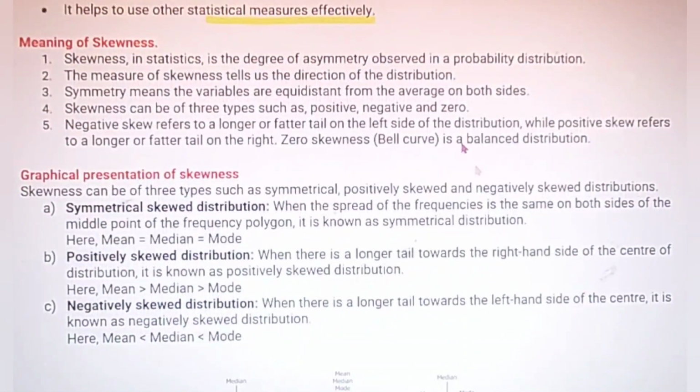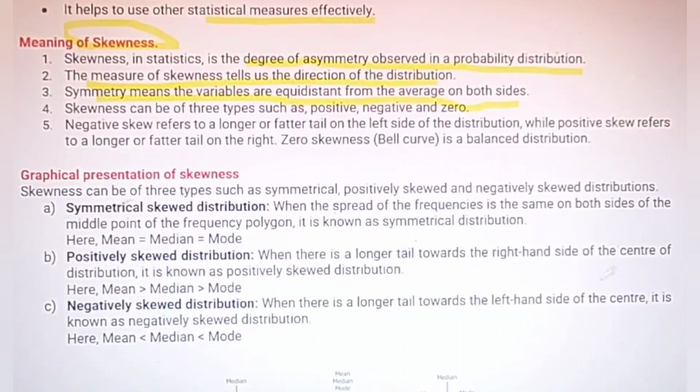Okay. The next concept is skewness. Now this is a very common topic. Every year it strikes in the exams. Skewness is the degree of asymmetry observed in a probability distribution, and the measure of skewness tells us the direction of the distribution. And symmetry means the variables are equidistant from the average from both sides.